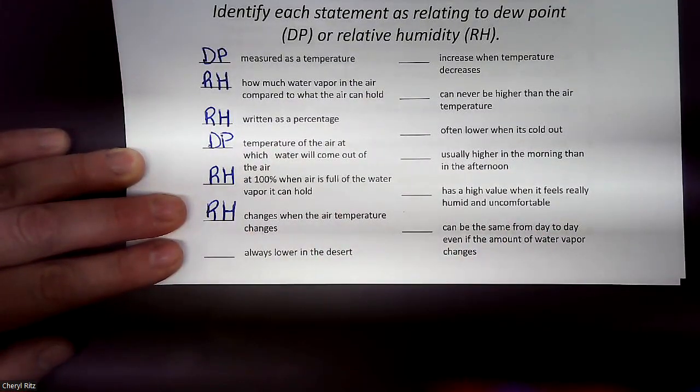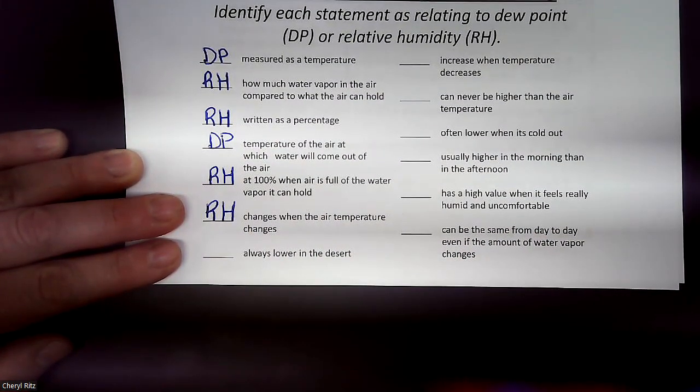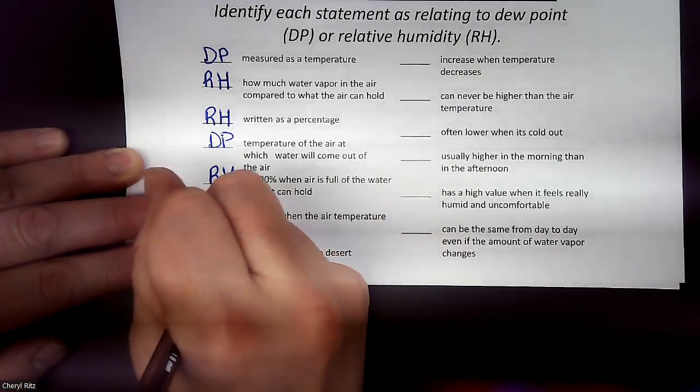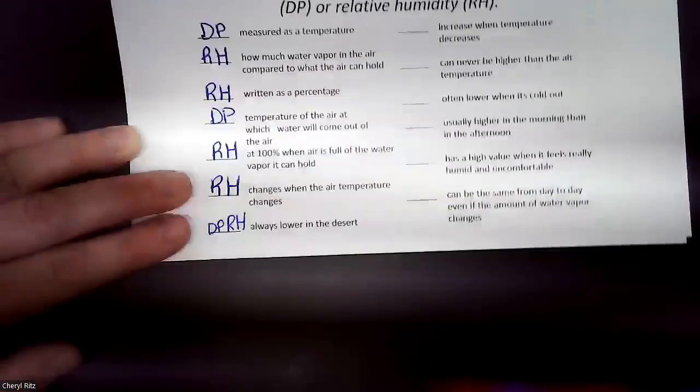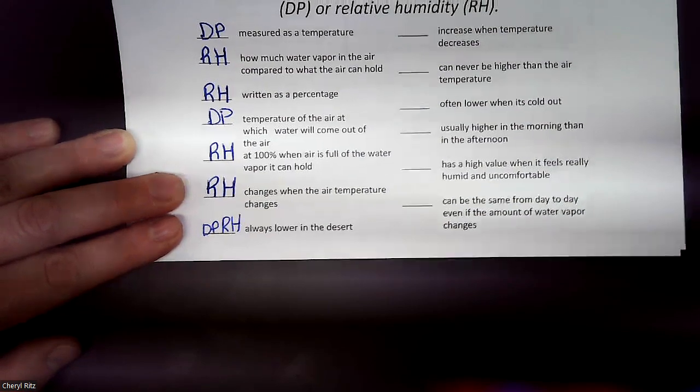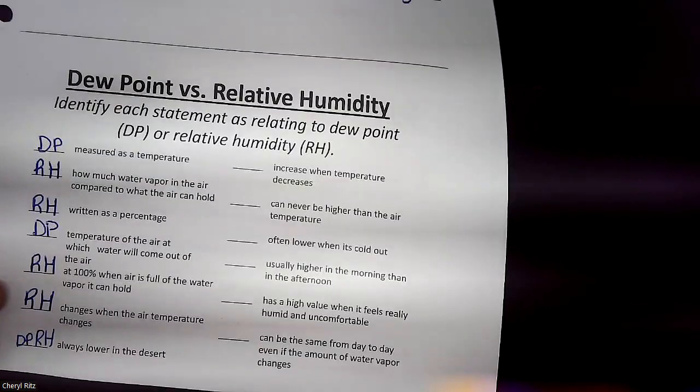Always lower in a desert. Dew point will be lower, but still, I really think relative humidity would. I think in this case, either one would work. How about increases when temperature decreases?